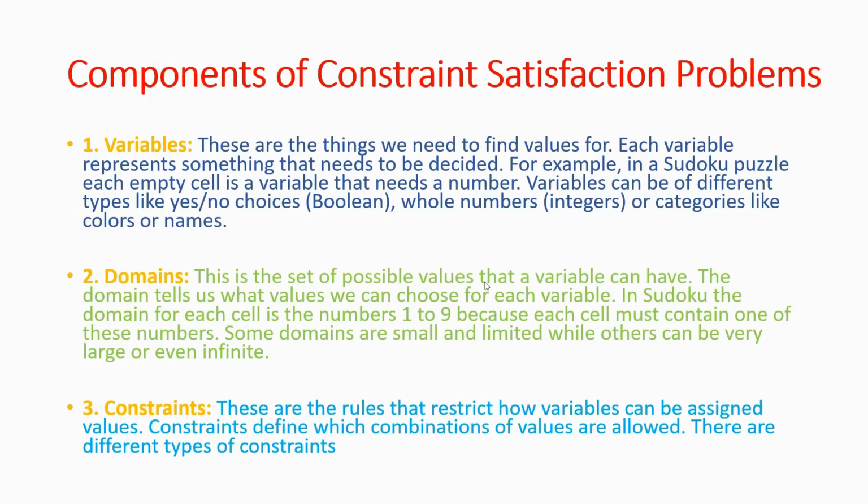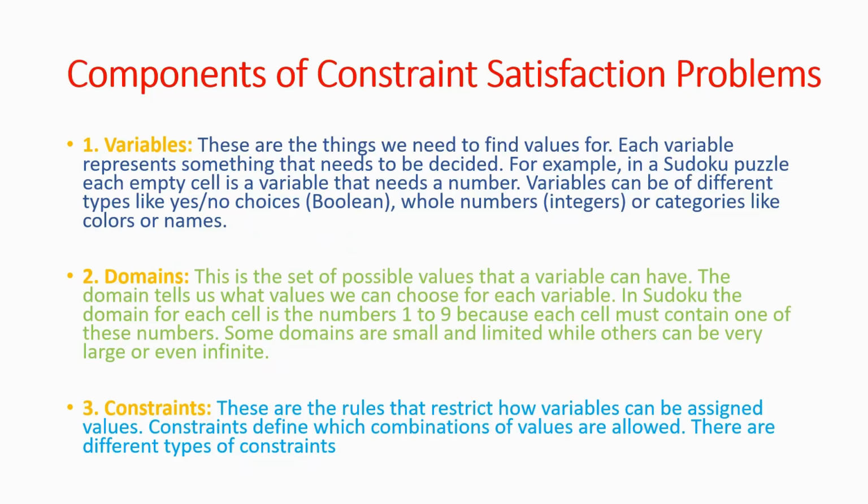So in the construction, constraints are the rules that restrict how variables can be assigned values. Constraints define which combinations of values are allowed. There are different types of constraints, right? These are the rules of restrictions that dictate how variables can be assigned values. They define which combinations of the values are permitted and which are not. Constraints are part of the constraint satisfaction problem.